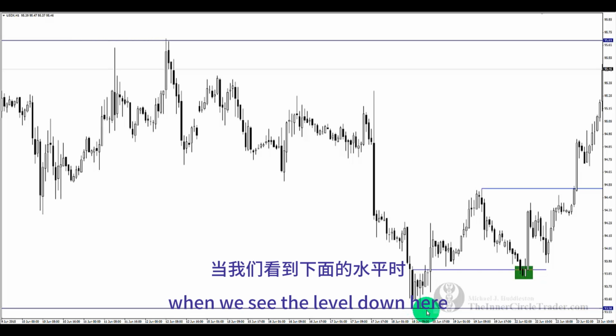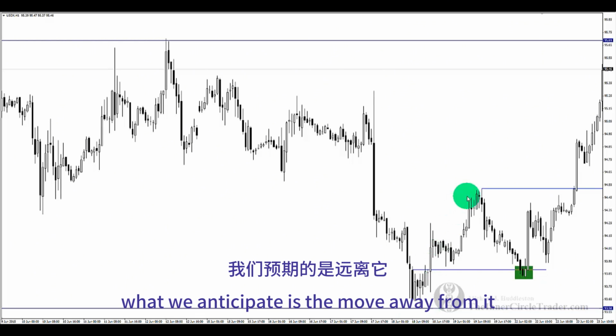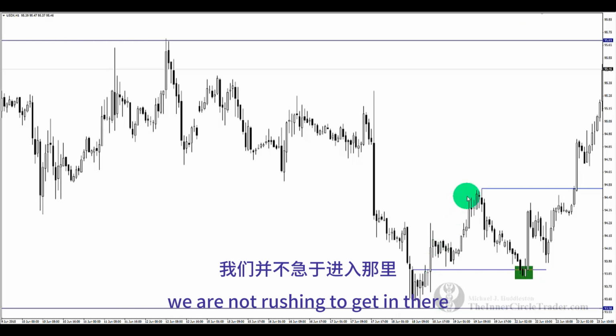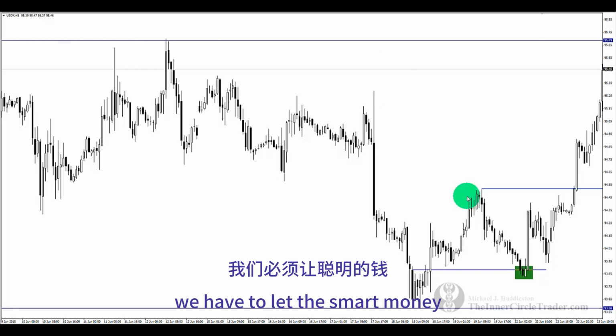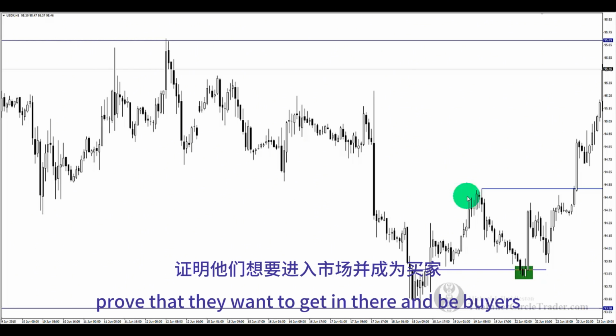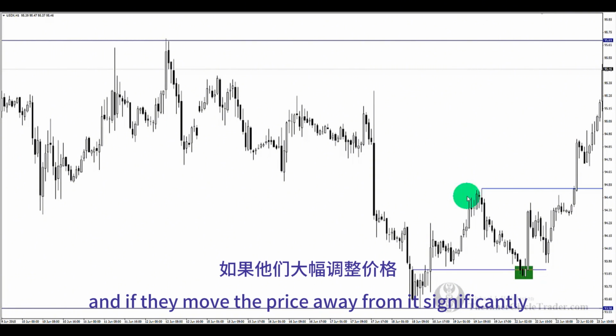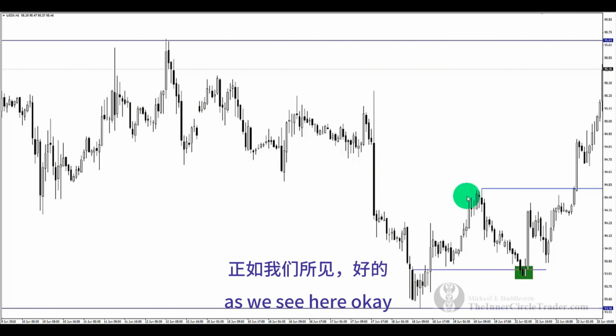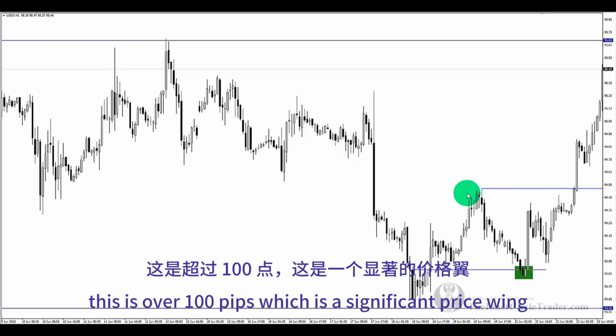When we see the level down here, what we anticipate is the move away from it. We are not rushing to get in there. We have to let the smart money prove that they want to get in there and be buyers. And if they move the price away from it significantly, as we see here, okay, this is over 100 pips, which is a significant price swing.